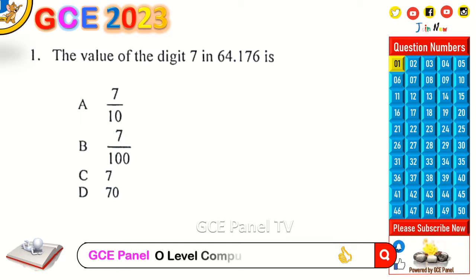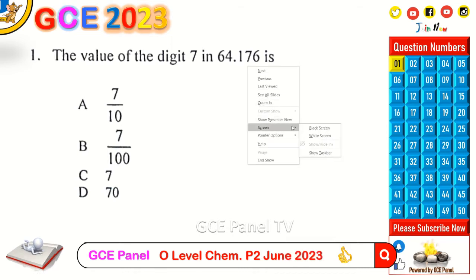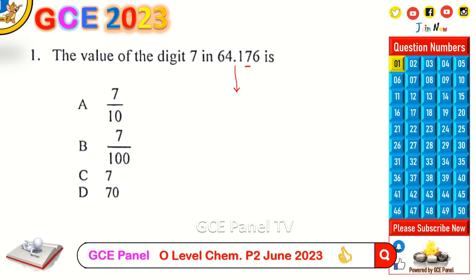So here the first question reads, the value of the digit 7 in 64.176 is the value of the digit 7. If we look at 7 here, we will see that 7 falls at the second decimal place, okay? At the second decimal place. So at this decimal position, we are just going to replace anything after the decimal point by 0 until we get to the position where 7 is found. So here, this is going to be a decimal marker or decimal point. Then we have 1 at this position, we replace it by a 0. Then where we now have 7, we place it by 7. So that's just 0.07 if they ask as a decimal.